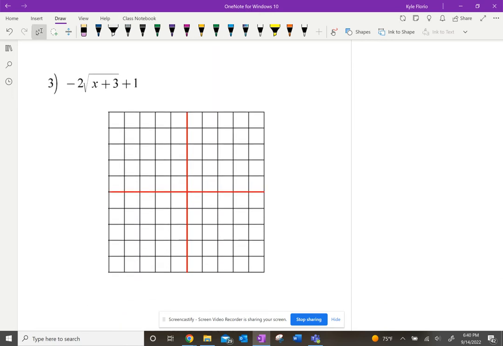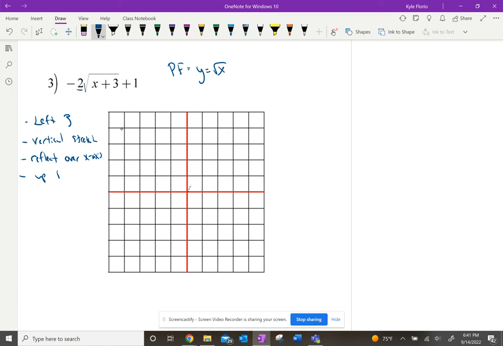Okay, so now we got a couple more here. We have another parent function, that's the square root function. So left and right first. The plus 3 means it's going to go left 3. The dilation is times 2, so it's going to be, what do I call that, a vertical stretch, I believe. The factor is 2. The negative outside of the square root is going to be a reflection over the x-axis. And the plus 1 is going to go up 1.